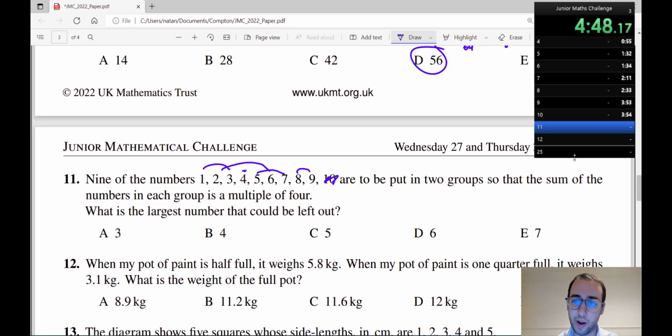Wait. What is going on here? 9 of the numbers. 1, 2, 4. I put in 2 groups. So the sum of the numbers in each group is a multiple of 4. A large number can be left. Oh, it gives us options. Okay, if I get rid of 3, then 2 groups, do they become multiples of 4? How do I even work this out?